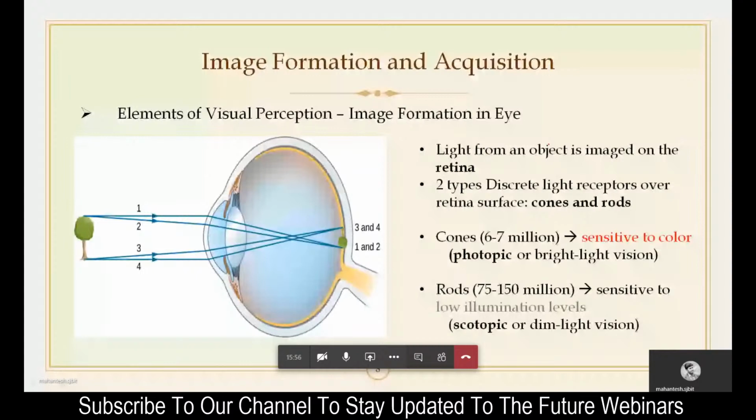Whereas if you try to observe the same tree during dim light, say around 6:30 or 7 p.m. in the late evening, I can only observe the outline or the features of this tree, but not the actual colors inside it. It will not be observed. I call it scotopic or dim light vision. Whereas if I can observe the colors, it is called photopic or bright light vision. So cones are more susceptible to color, whereas rods are sensitive to low illumination levels, defining only the boundary regions of any image or object.